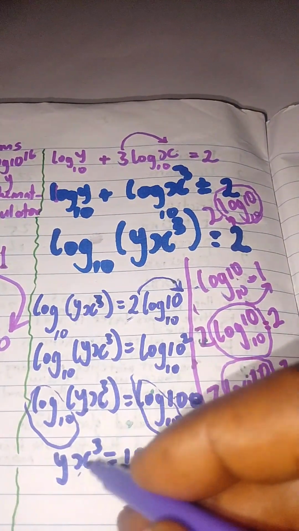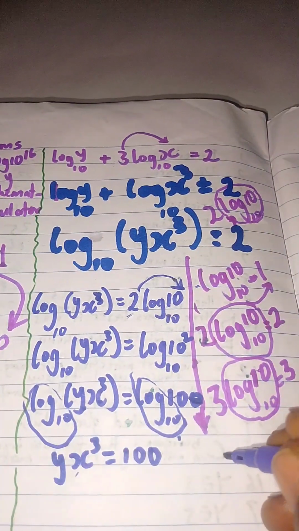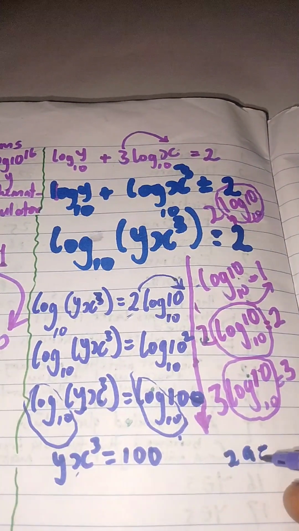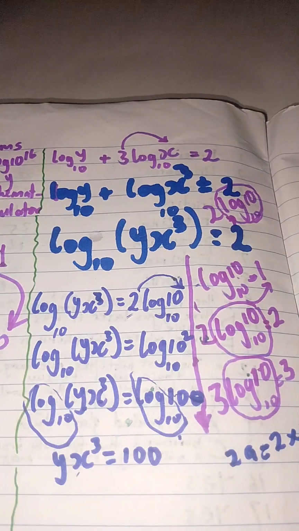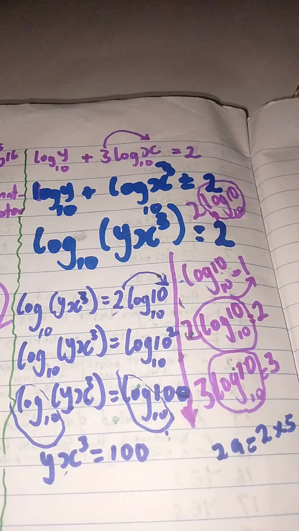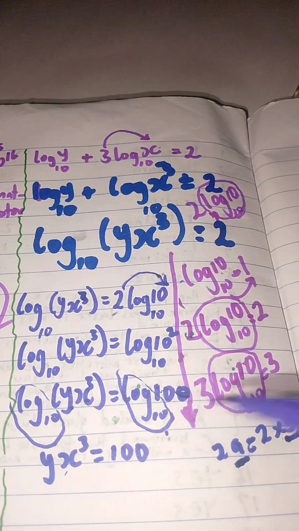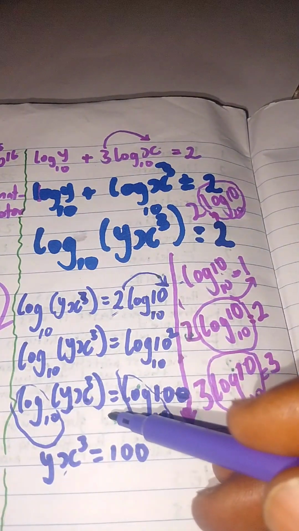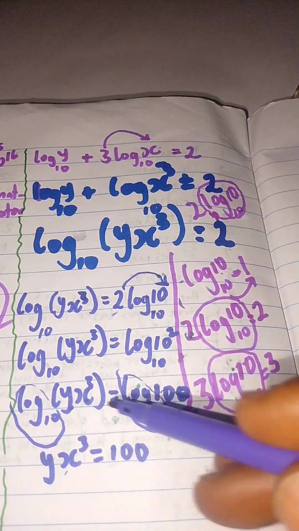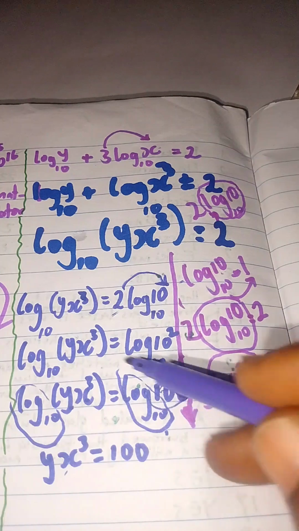Don't get it twisted. Remember, if I say 2a equals to 2 times 5, it means that since this is 2 and this is 2, that means a is automatically equals to 5. And that's what happened here. If logarithm of this number to the base of 10 is logarithm of this other number to the same base of 10, you can equate this to this. That's this equals to this takes the position of this. So y x raised to the power 3 equals to 100.